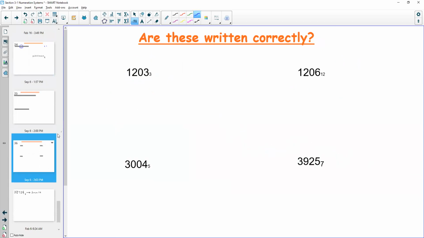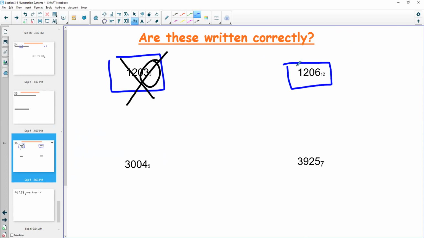All right, one last question here. If you look at these numbers, in each case, you have to determine if they are written correctly. So take a second and really look at them and decide, okay? So if we look at 1,203 in base 3, that is not written correctly because there is no 3 in base 3. There's only 0, 1, and 2. If I look at 1206 in base 12, I have a 1, a 2, a 0, a 6. All of those are okay, so that's a yes.